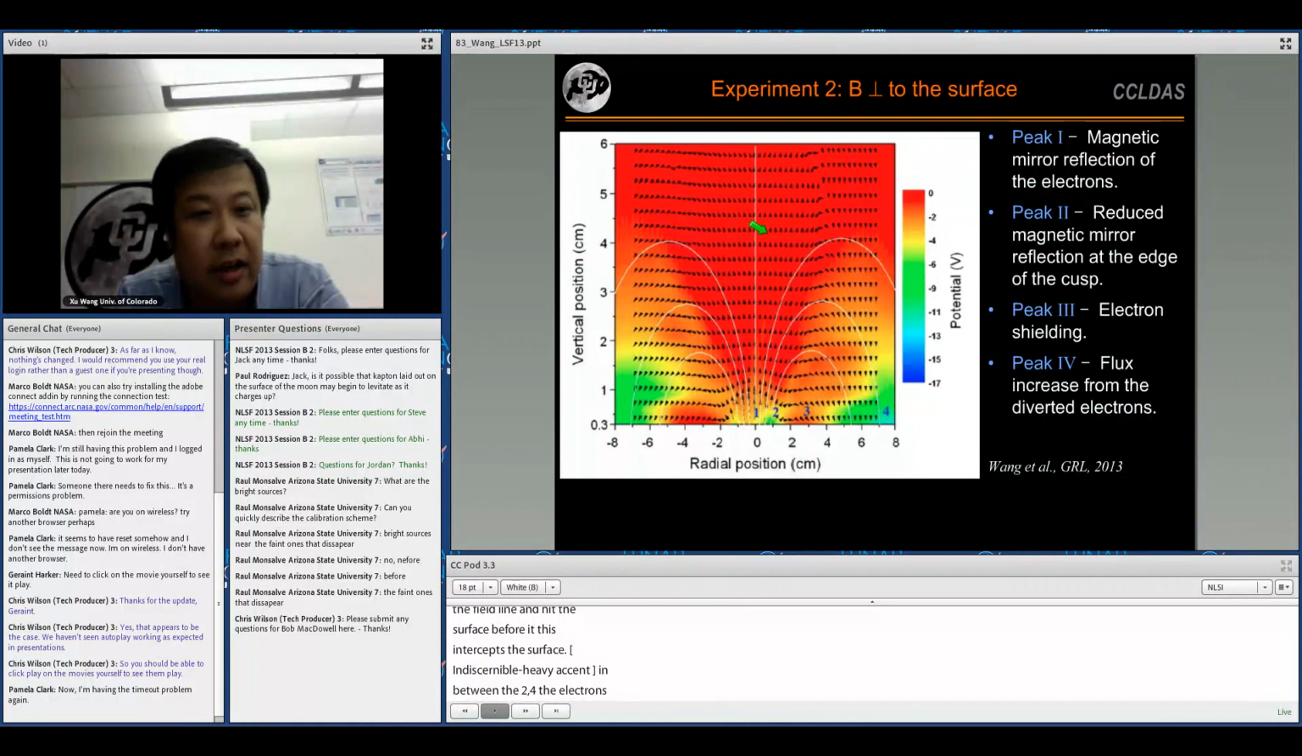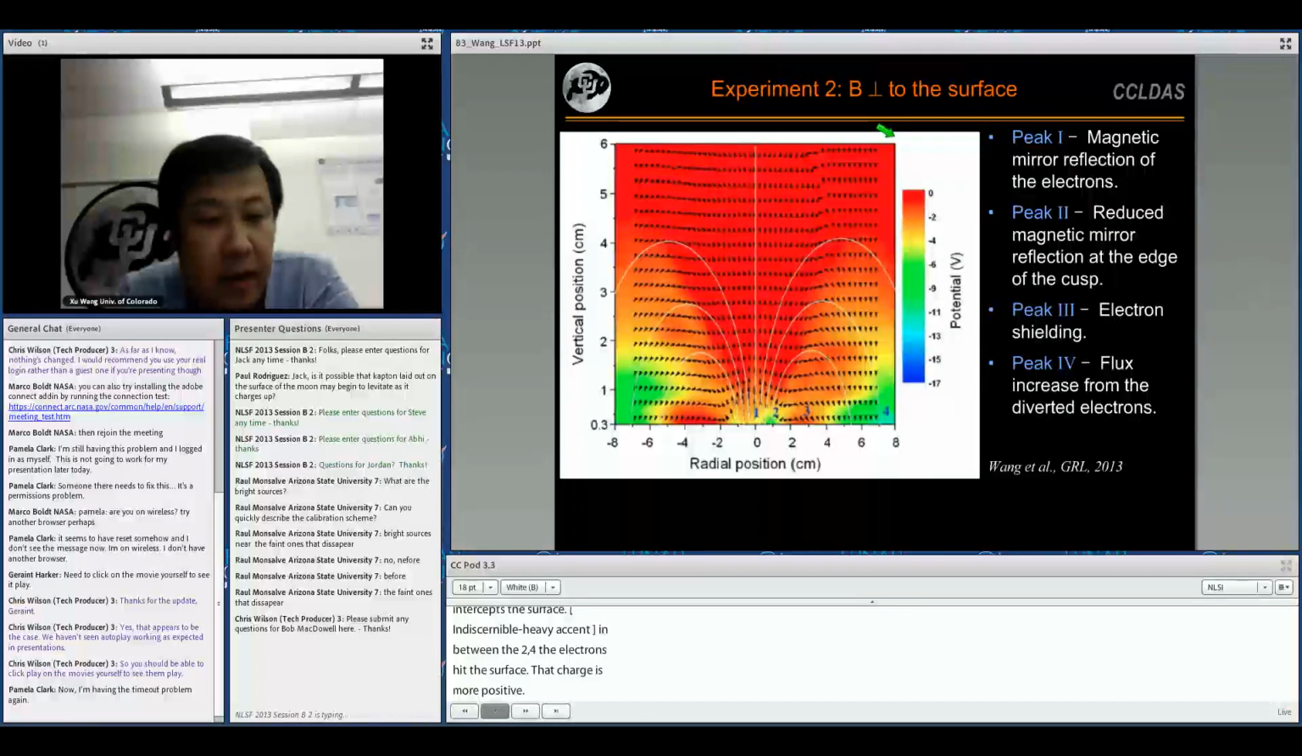The second experiment we did had the magnetic field vertical to the surface. Again, this is the potential contours. The black arrows show the field strength and field line, and the white lines are field lines. Again, there are 1, 2, 3, 4 peaks. Peak 1 is intermediately positive. That's because a large portion of electrons are reflected due to the mirror reflection effect in the cusp region.